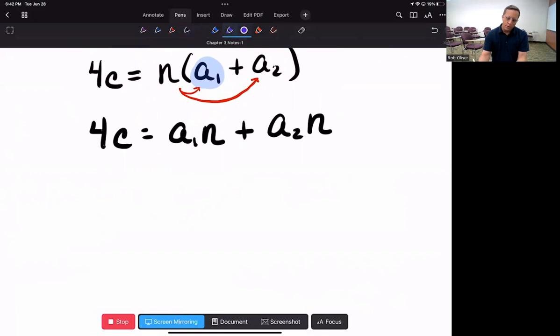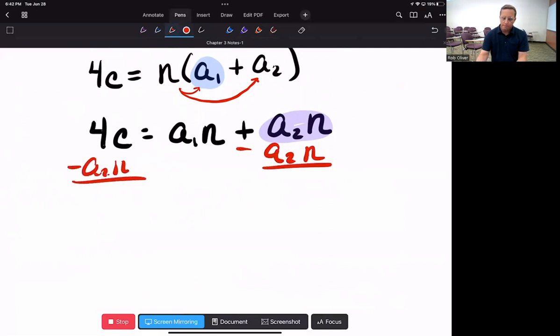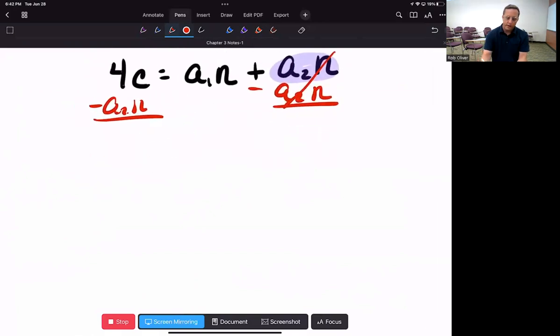Now I'm going to move this term, that entire term, over. We're not just moving the a2 over, we're not just moving the n over, we're moving a2 and n. So we're moving the term, and there's a plus in front of it, so we're going to do minus a2n. Those go away right there. So I'm going to rewrite it again.